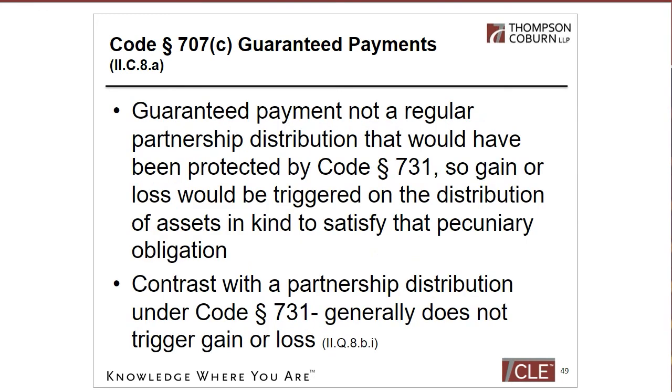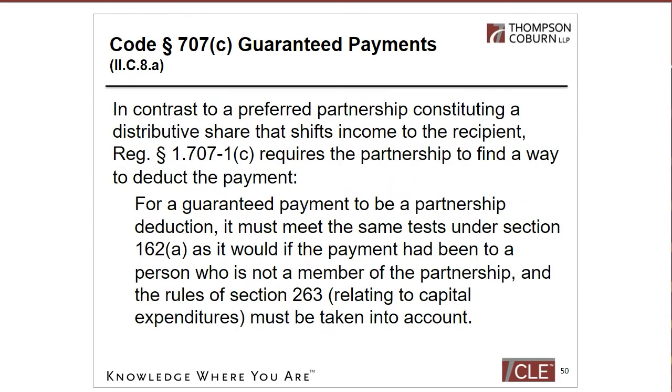Okay, a guaranteed payment is not a regular partnership distribution, which would be protected by Code Section 731. A regular distribution of profits is protected by Code Section 731, so you can distribute in kind without recognizing taxable income, generally. There are exceptions. But if you have a guaranteed payment, that's a specific amount. If you pay in kind, that will trigger income. That's what that's intended to do, the deemed sale. So a guaranteed payment is not favorable relative to a profits interest or maybe a preferred profits interest. And here's the regulation where I was saying you have to find a way to deduct the guaranteed payment.